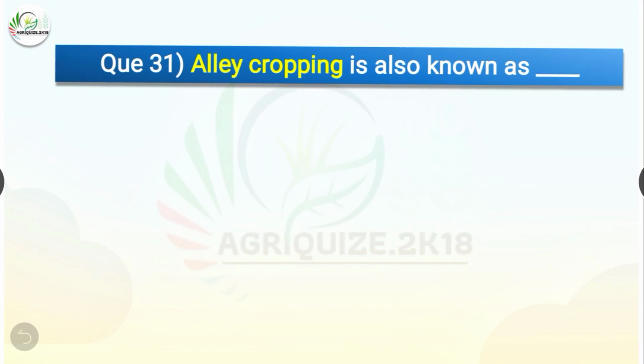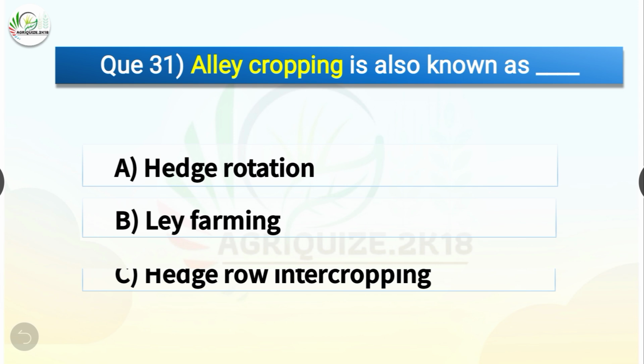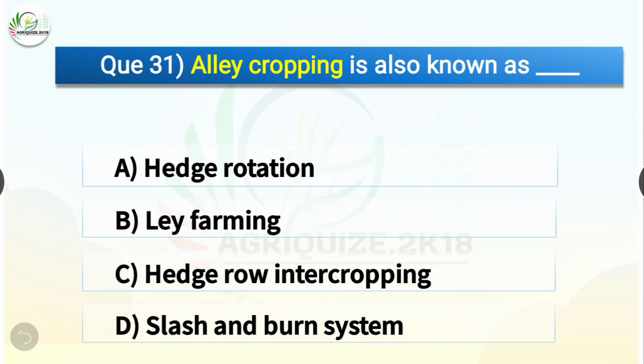Question number 31. Alley cropping is also known as, the options are hedge rotation, lay farming, hedge row intercropping or slash and burn system. The correct answer is option C, hedge row intercropping. So alley cropping is also known as hedge row intercropping. Let's know more about it.